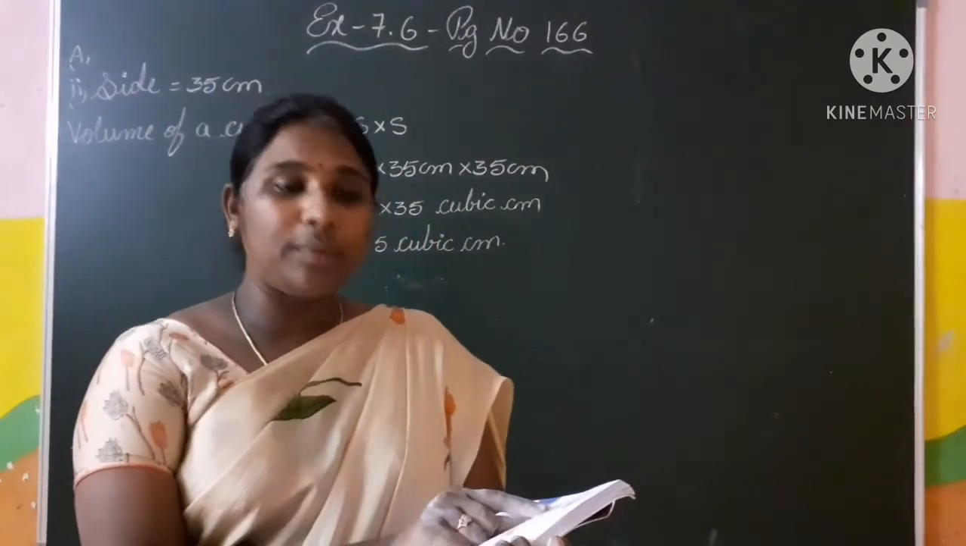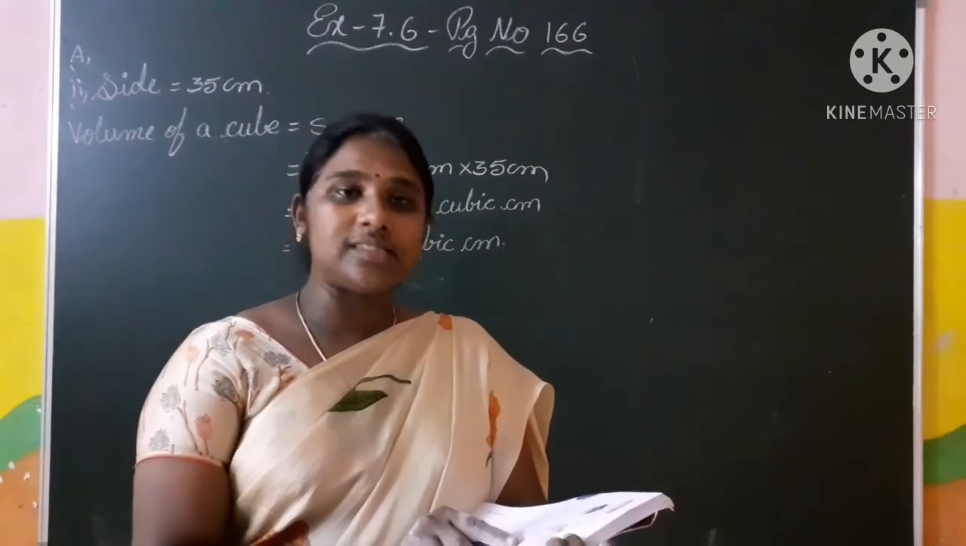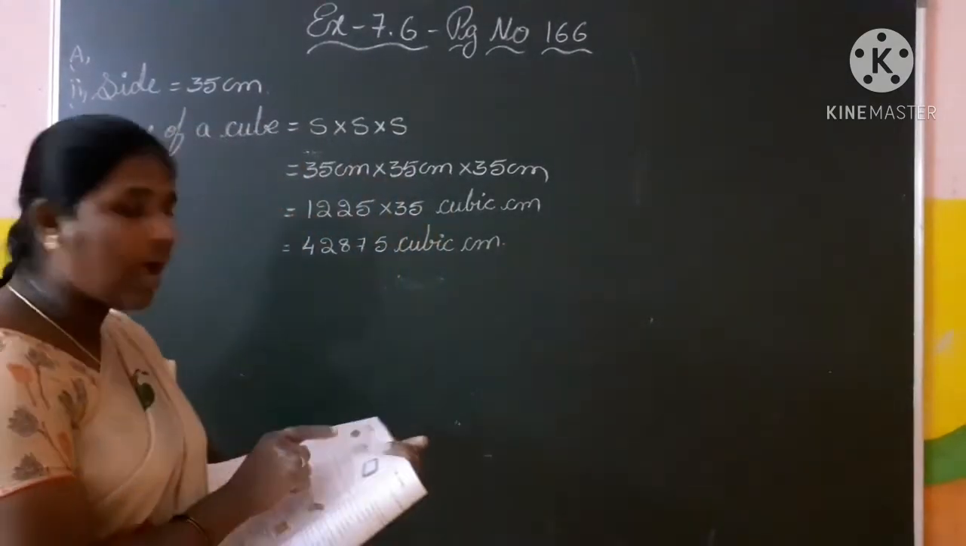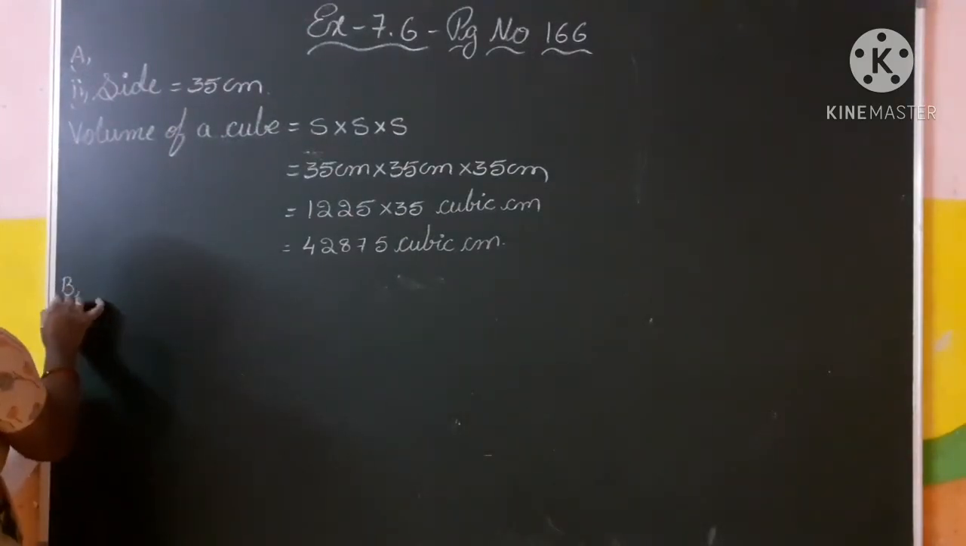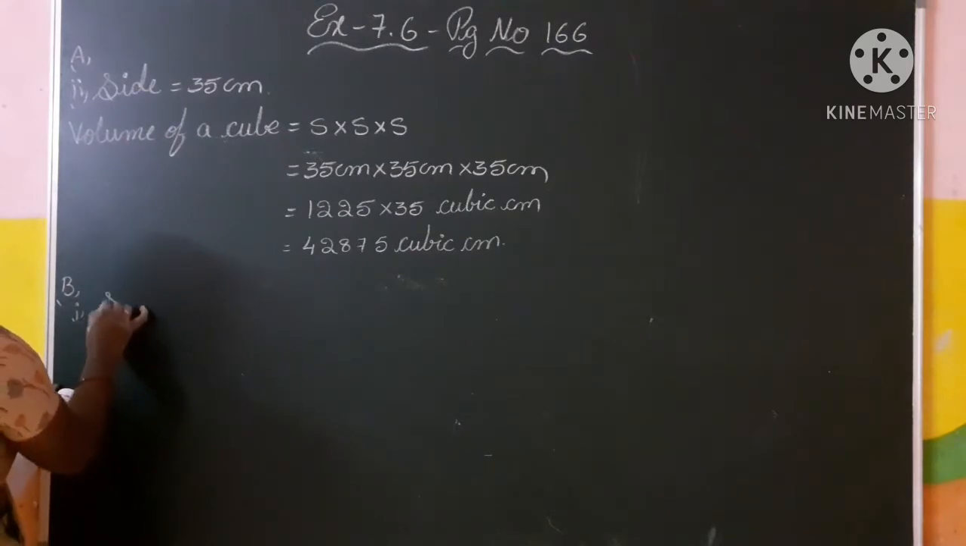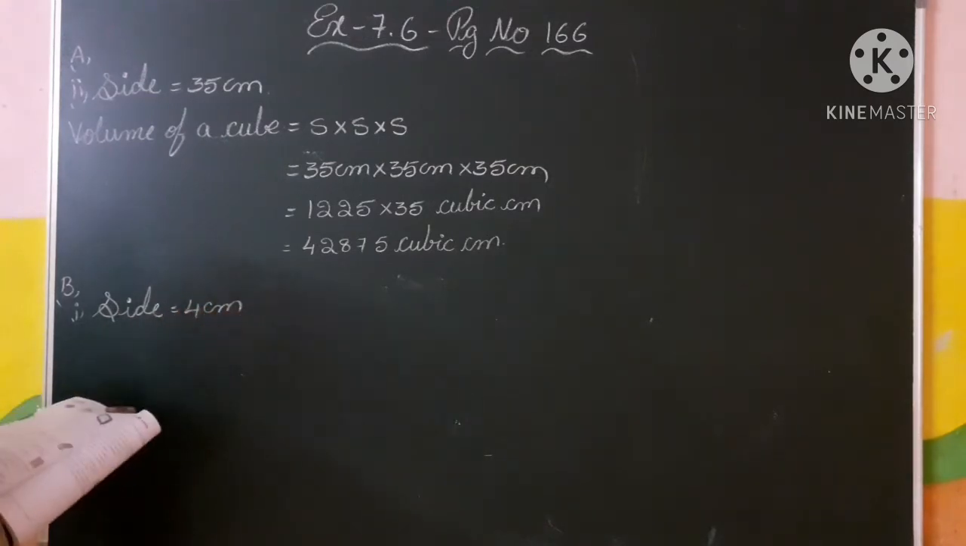Next, second question, B question. Find the volume of cubes with the following sides. They give the side, we have to find the volume. So B Roman first question is 4 centimeters. That means they gave the side. Side is equal to 4 centimeter.